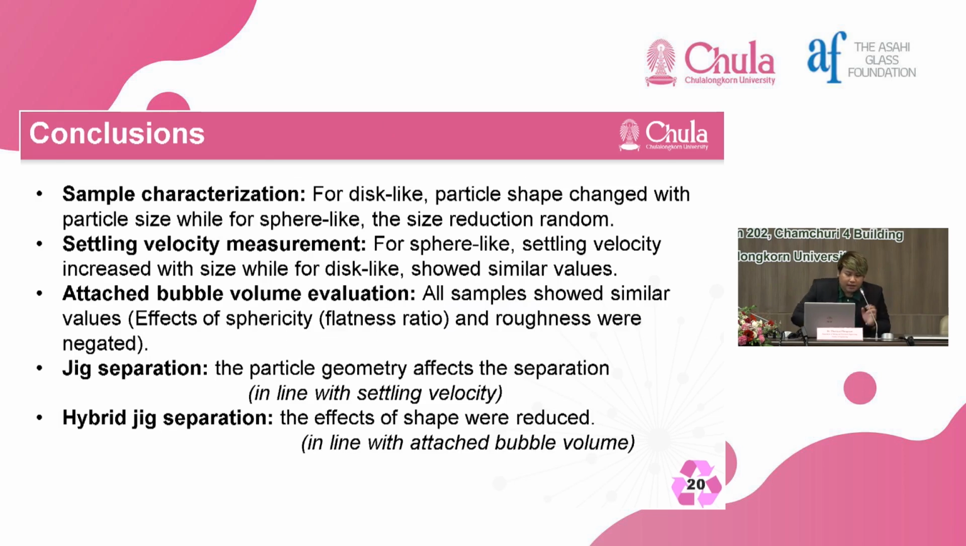So this is the conclusion. For this light particle, the shape is changed with the crushing. However, for sphere-like particles, the size reduction is random in each direction. For settling velocity, we can also see the difference. For the attached bubble volume, since the effect is negative, we cannot see the difference. Finally, jig separation and hybrid jig separation results were in line with the settling velocity measurement as well as the attached bubble volume evaluation.